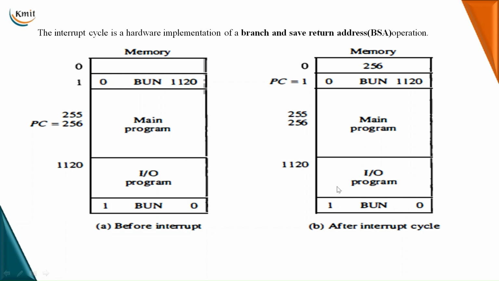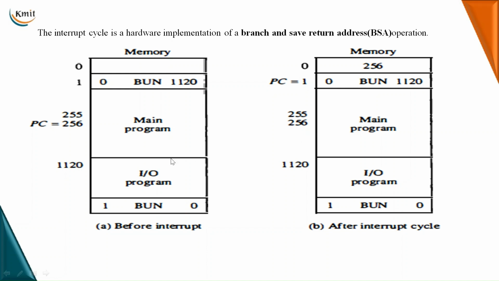And once this interrupt service routine has been completed, the last instruction of the I/O program will be an unconditional branch instruction with mode bit 1. If the mode bit is 1, it means it is an indirect address. So the address is 0. If you go to this particular address, you will find the address of the PC value. So at 0 there is 256, and 256 is nothing but the value of PC, which is the next instruction that has to be executed.